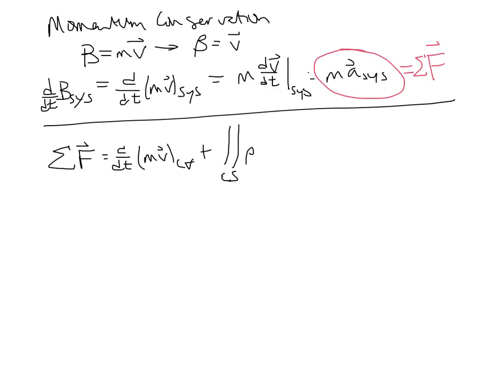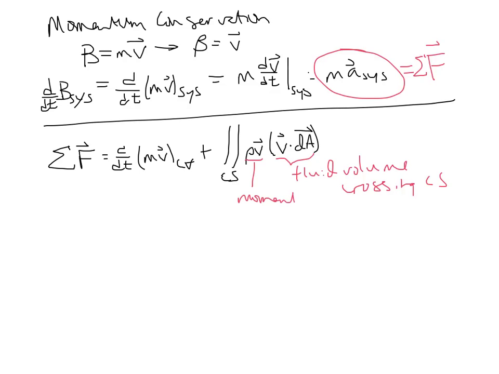Now we're thinking about fluxes of momentum. And so rho times velocity is like a momentum per volume. The volume crossing the control volume, control surface, is v dot dA. So this represents the fluid volume crossing the control surface. And this first part, rho v, is the momentum per volume. So together we get the fluxes of momentum across the control surface. And that's our momentum conservation equation for a control volume.